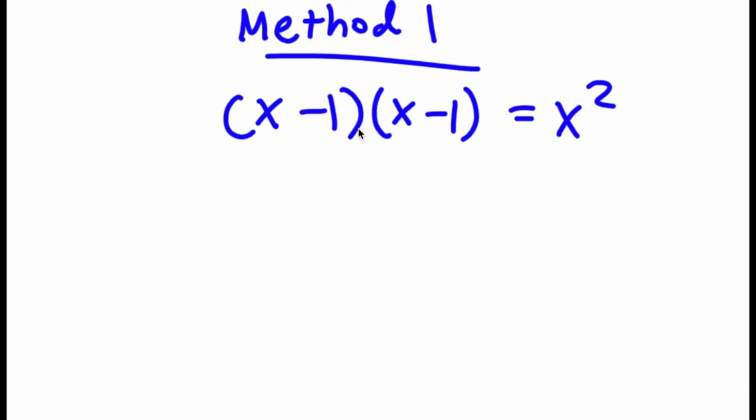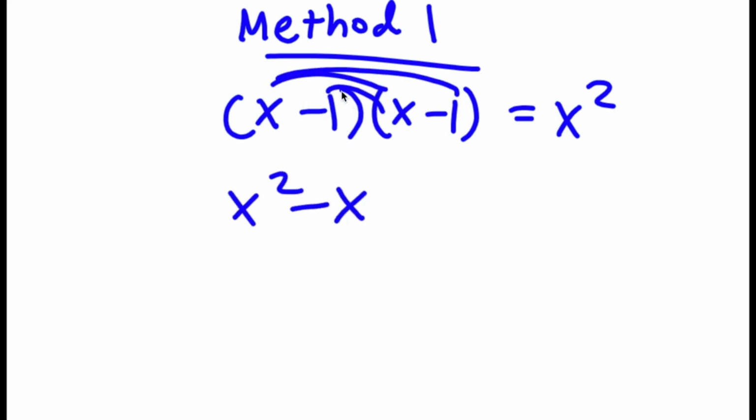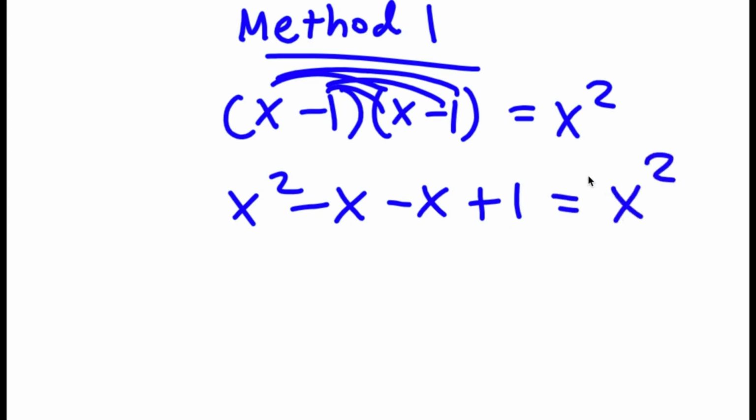And now, (x - 1)(x - 1), let's go ahead and expand this. So x times x is x², x times negative 1 is negative x. Now I'm going to distribute the negative 1. Negative 1 times x is negative x, and negative 1 times negative 1 is positive 1. So this is equal to x².